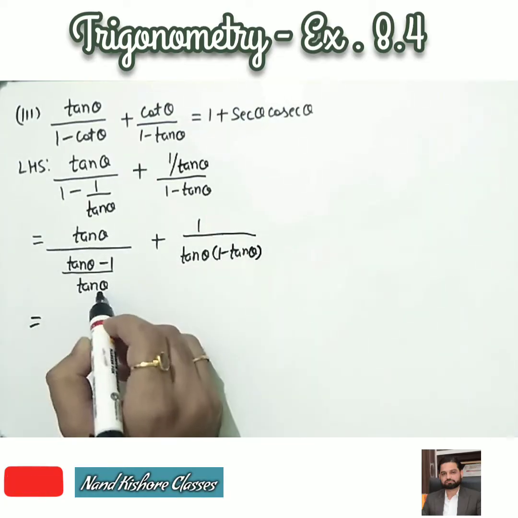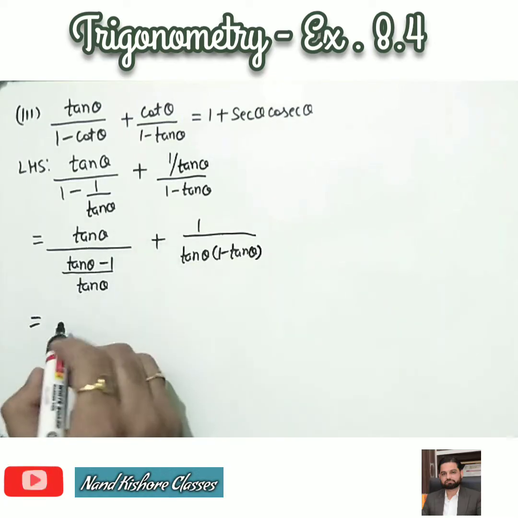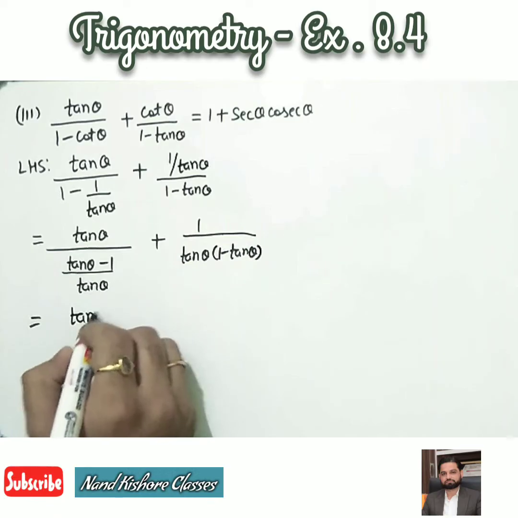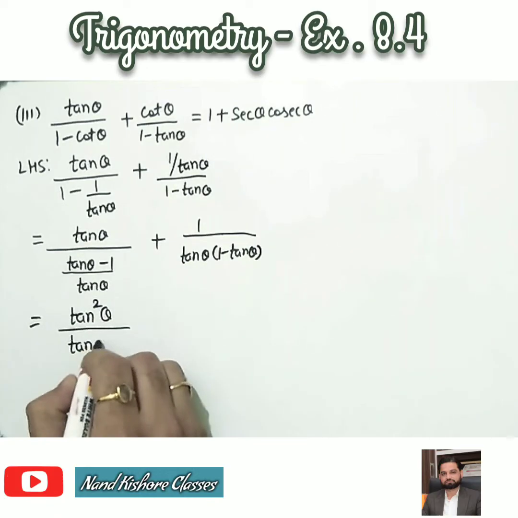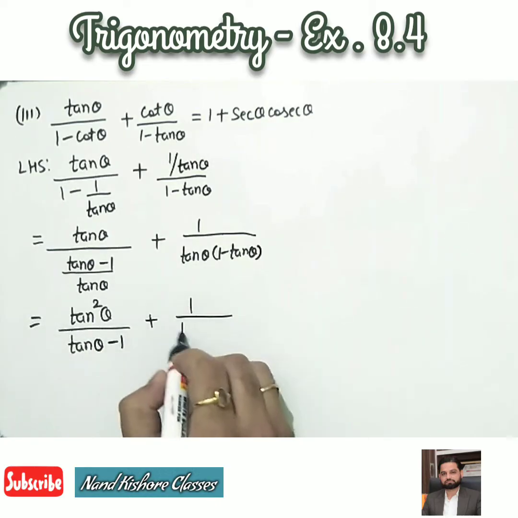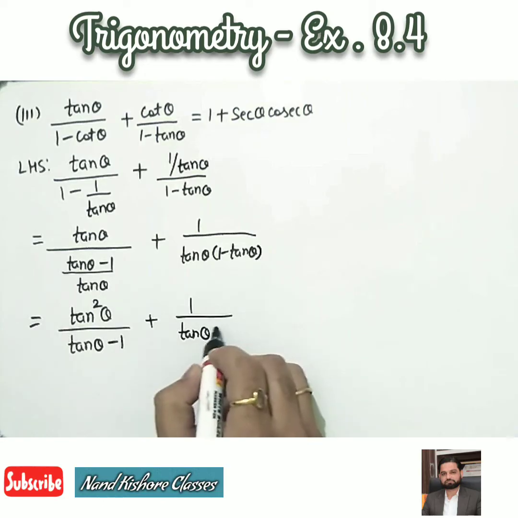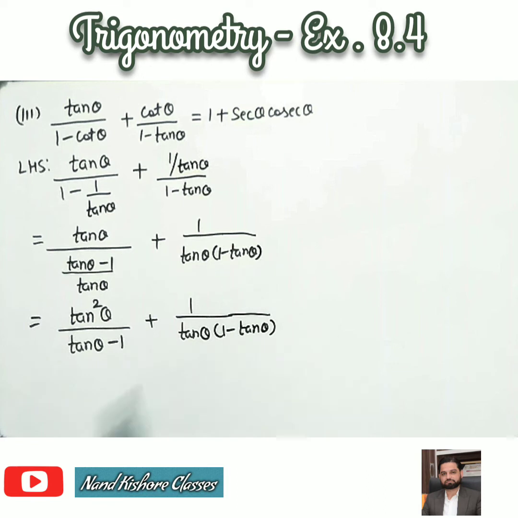Now this tangent theta in the denominator will move to the top, multiplied with tangent, we will get tangent square theta upon tangent theta minus 1, 1 by tangent theta into 1 minus tangent theta. Now if we check carefully, this is 1 minus tangent theta, this is tangent theta minus 1.